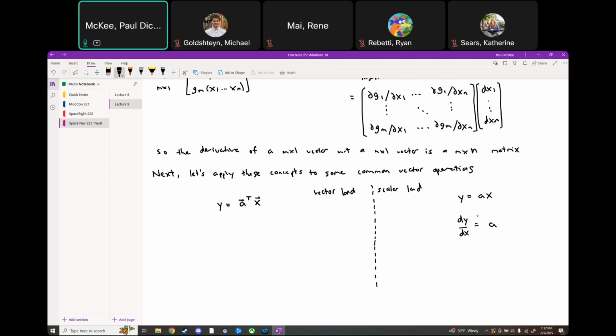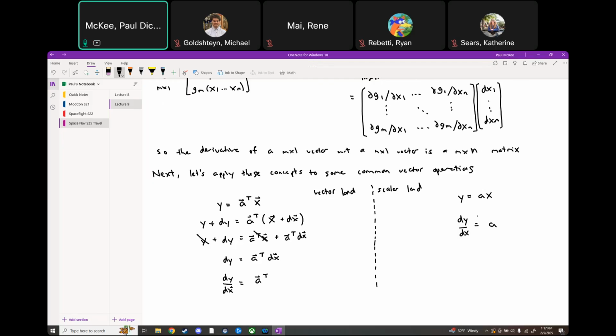Okay, the way we would think of this is y plus some differential element of y is equal to A transpose times x plus some differential element of x, right? But now we could distribute and say y plus dy is A transpose x plus A transpose differential element of x. And now we have a y and an A transpose x. Well, those are equal to one another, right? So we get dy is A transpose dx, or dy dx is A transpose.